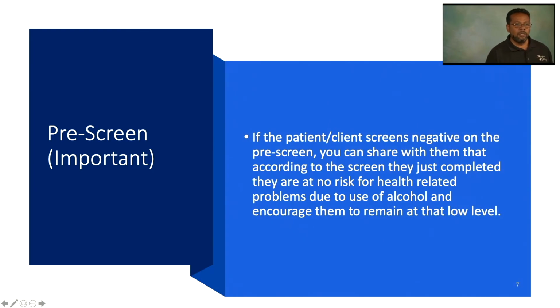So total time elapsed to do an effective pre-screen and a full screen is only about 20 minutes at the max. All right, so the pre-screen is very important. If scores are below the cutoff, screening can stop here unless patients who drink are frail or taking medication that interacts with alcohol. They may also have problems at lower drinking levels and thus may need advice to cut down.